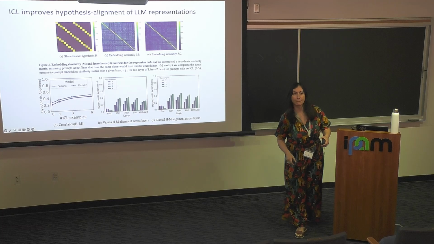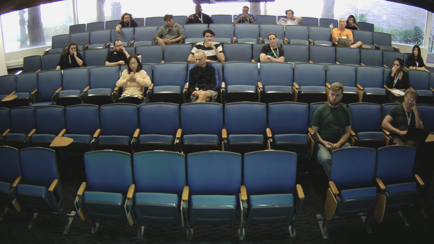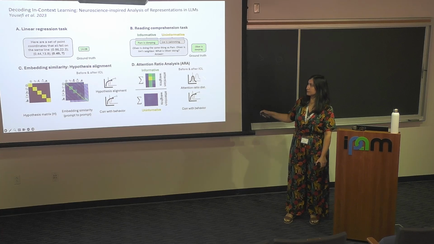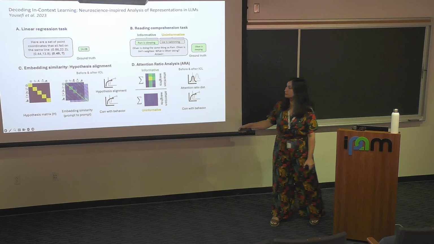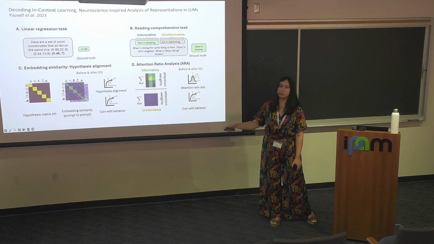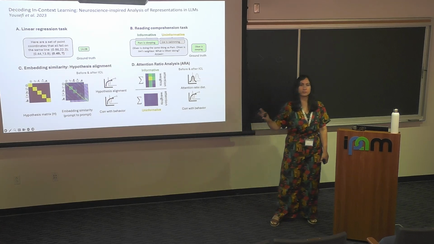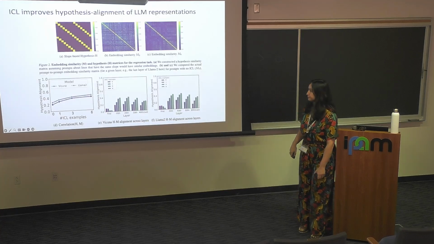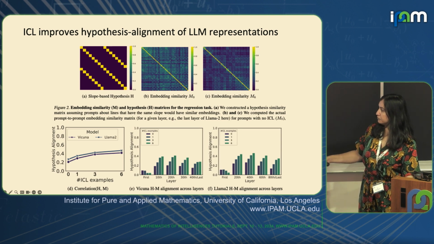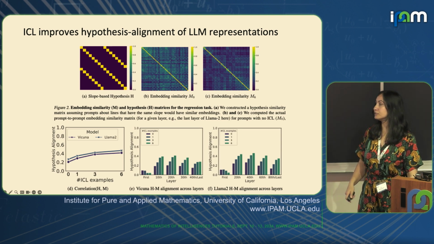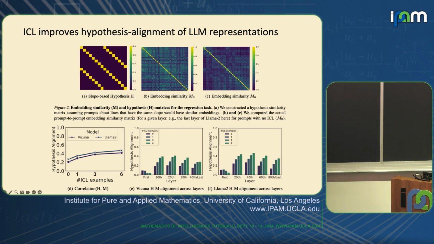Apologies, but you mentioned a type of analysis that's done in neuroscience. What is it called again? Oh, this is representational similarity analysis, or RSA. This one we invented. We made this up. This didn't exist before. The attention ratio analysis is a new kind of analysis. Representational similarity analysis is all over the place in fMRI and even electrophysiology. And what we see here is that for both of the models, hypothesis alignment is increasing in the layers after the first layer.